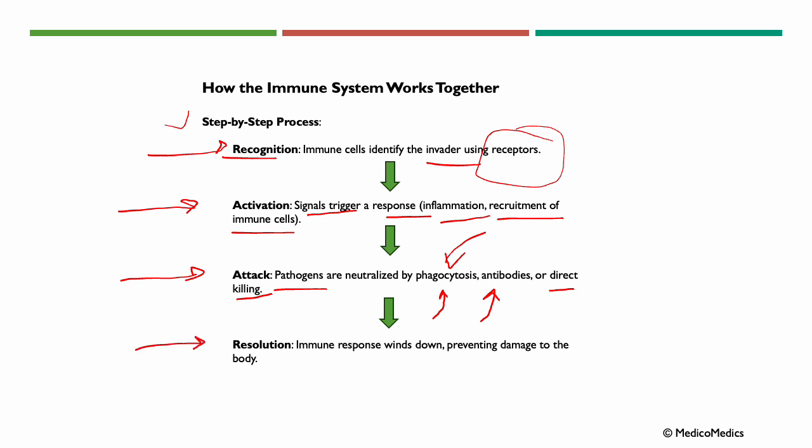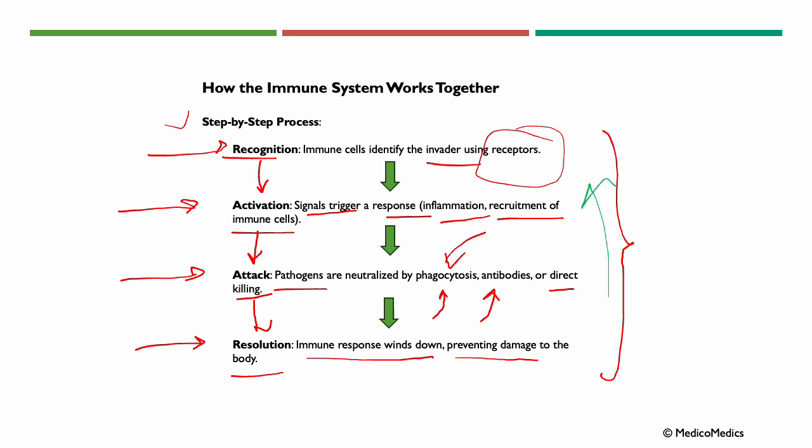Then we have resolution. So we've gone from recognition, activation, attack, resolution. Immune responses wind down, preventing damage to the body. Because as you may understand, when there are these reactions that are in a way positive, right? We are fighting off something that's not supposed to be in our body. But this process itself, the process of inflammation, can become very dangerous if it's out of control.